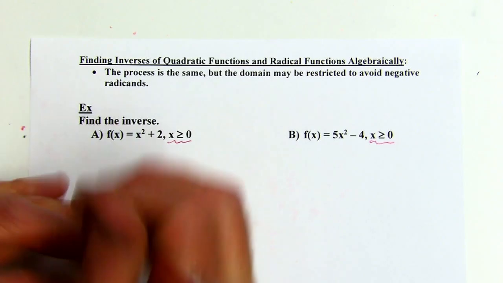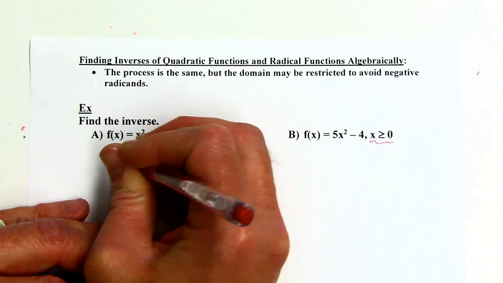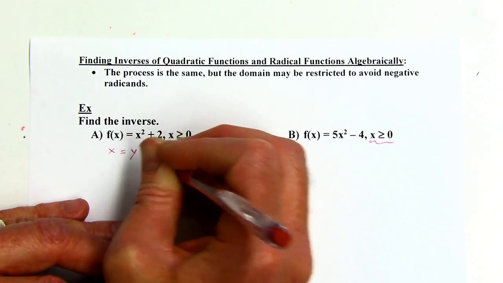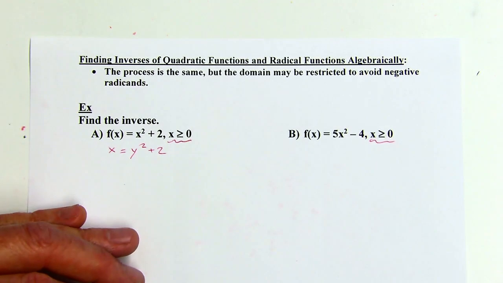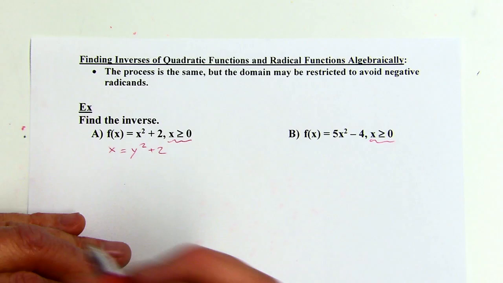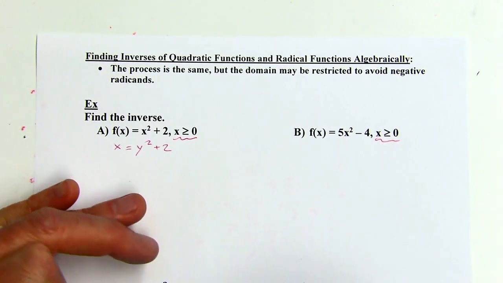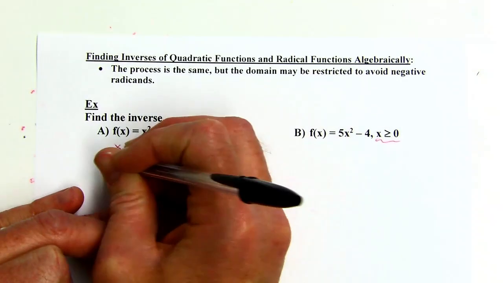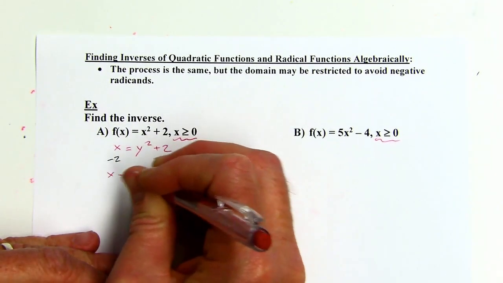So I'm going to switch the x and the y. If f of x is the y, then I'm going to put an x there, and I'm going to put a y over there. So I've switched the x and the y. Now I'm going to subtract 2 from both sides to start isolating the y. So I've got x minus 2 equals y squared.